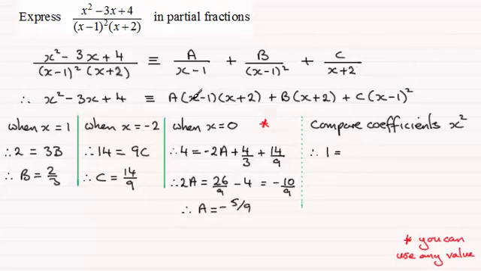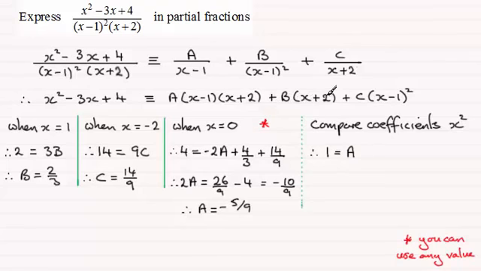and then if I was to expand these two brackets here, I'm going to get x squared, and then 2x minus x, that's going to be just x, minus 2. So I get x squared plus x minus 2. Well, all I'm interested in is the coefficient of x squared. So that's just going to be a times the x squared. In other words, a.